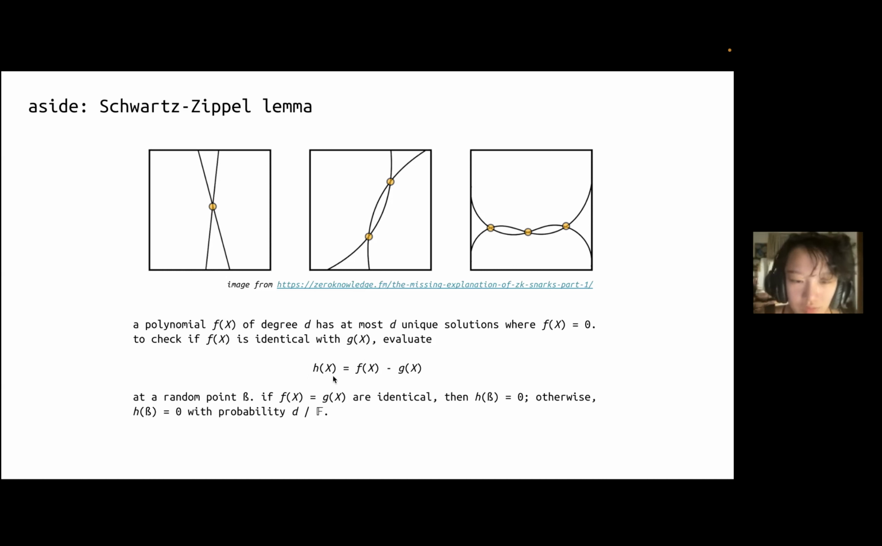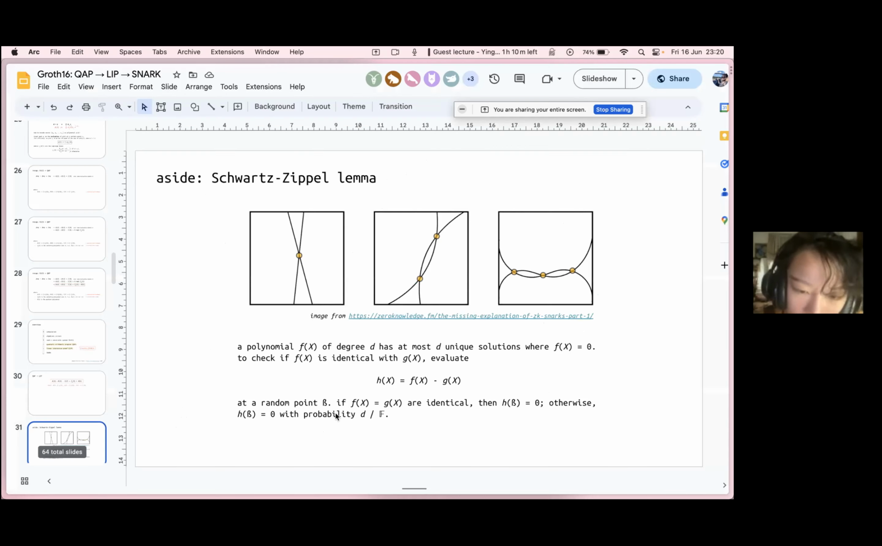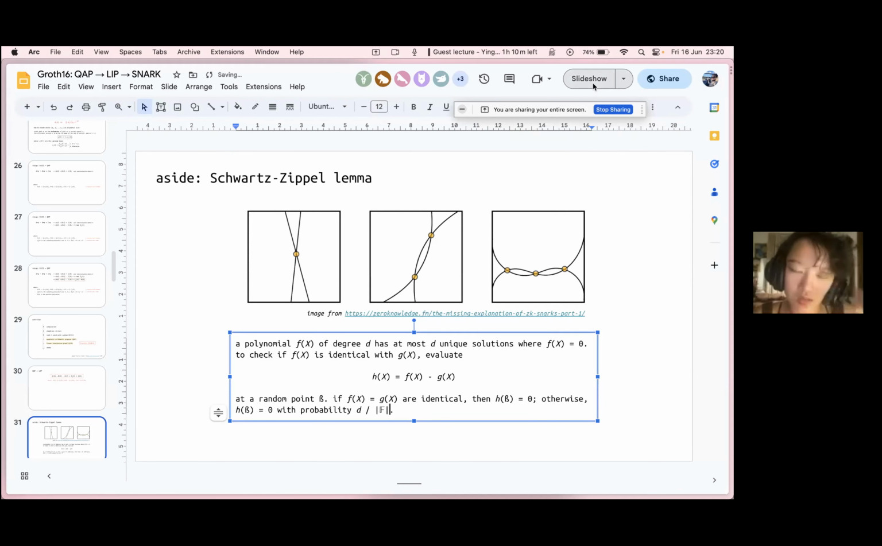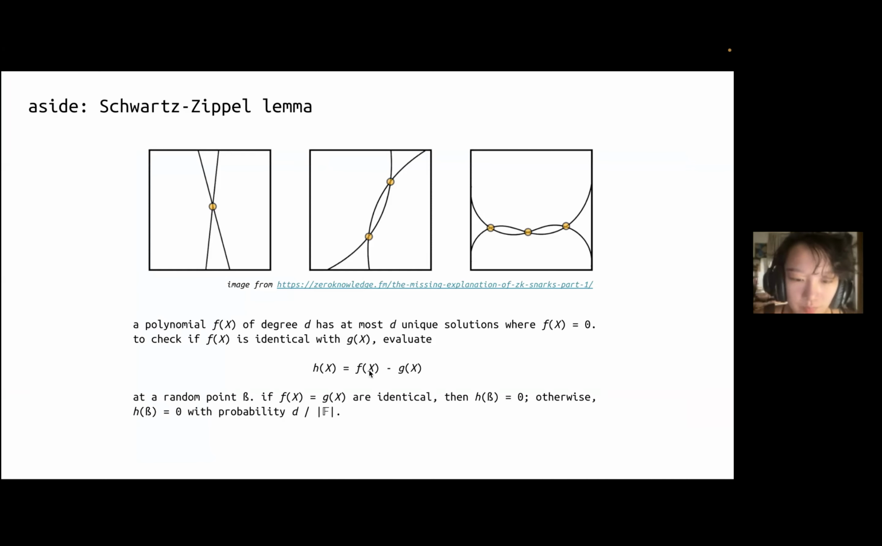Then h(x) is 0 everywhere. So if they're different, h(x) equals 0 with probability only d over the size of a field element. There's a typo here. This is me assuming that you're drawing your x evaluation points from some finite field, and usually the degree d is much smaller than the size of the finite field. For example, in Halo 2, we're working with polynomials of degree, I think, 2 to the 11 or 2 to the 12, and our finite field is about 2 to the 255. So it's a negligible probability.